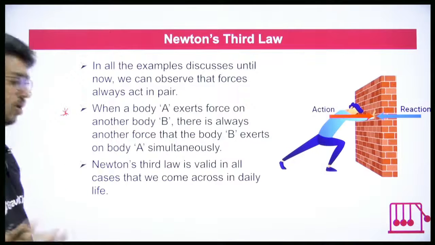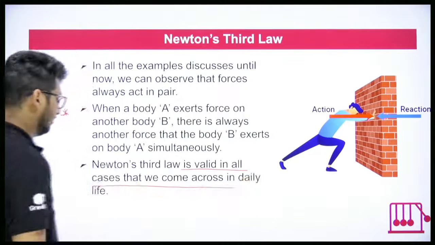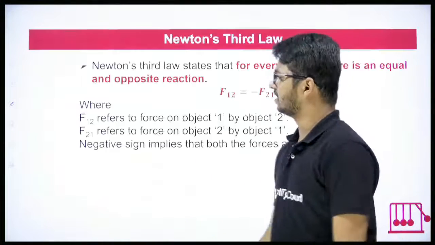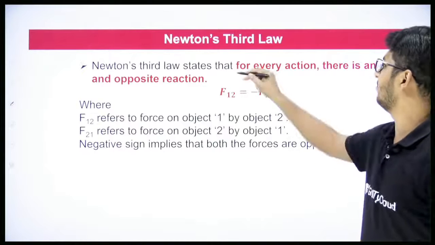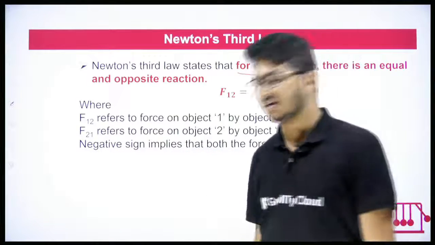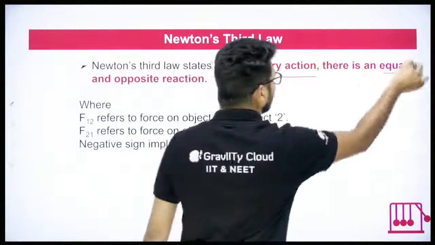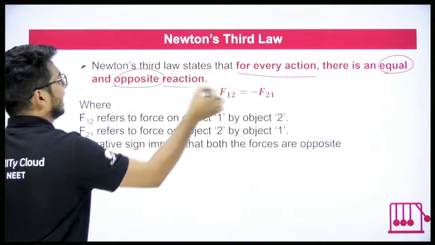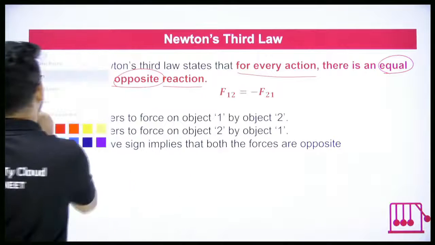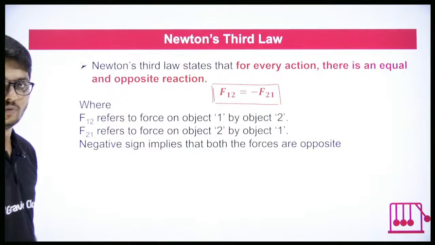That's what Newton's third law is about. Okay? And Newton's third law is valid in all the cases that we come across in daily life. All of them. Okay? So what exactly is Newton's third law? Newton's third law states that for every action, which refers to a force, for every force we apply, there is an equal, very important, equal and opposite reaction. Understand this, action and reaction are forces, and mathematically we state it in this way. F12 is equal to minus F21.